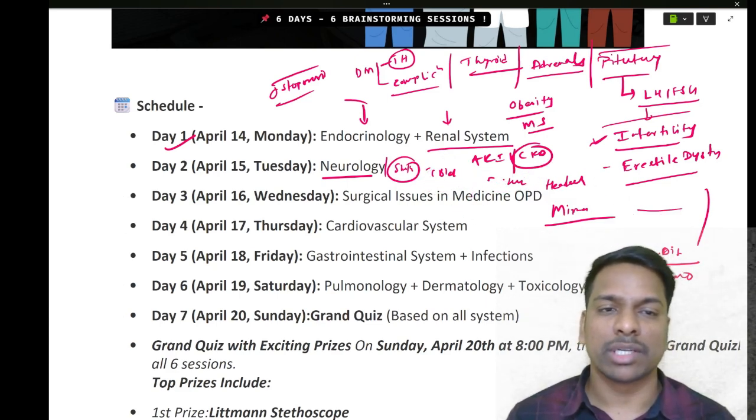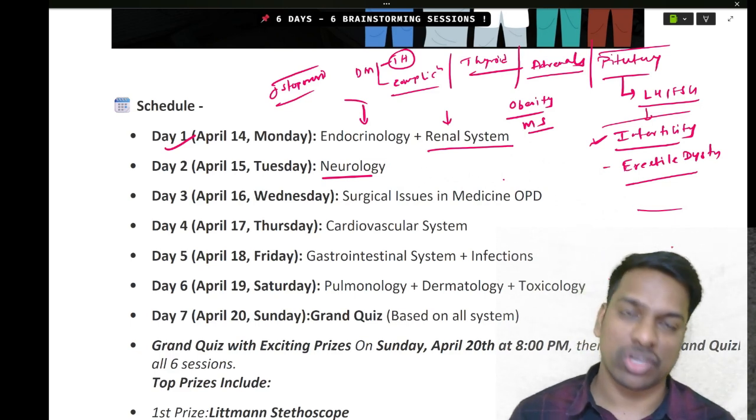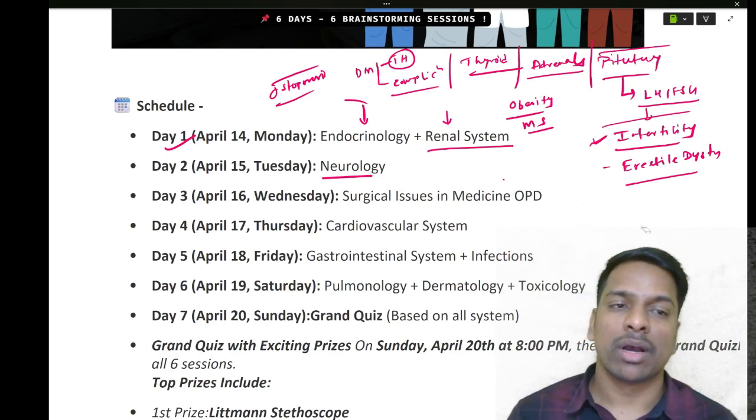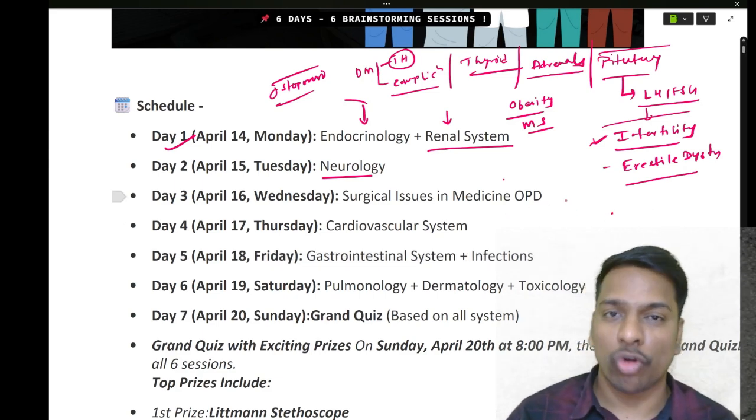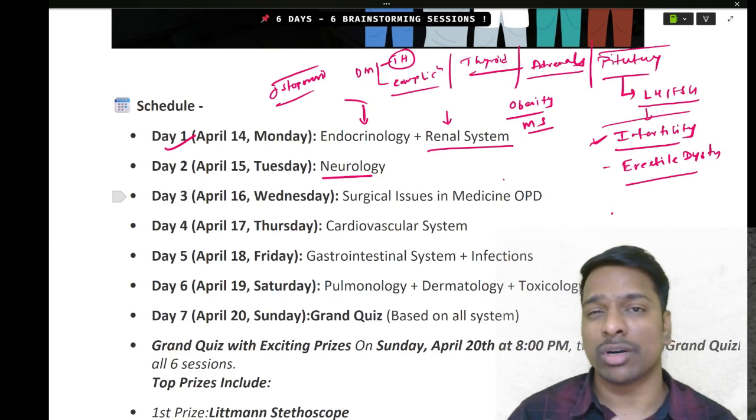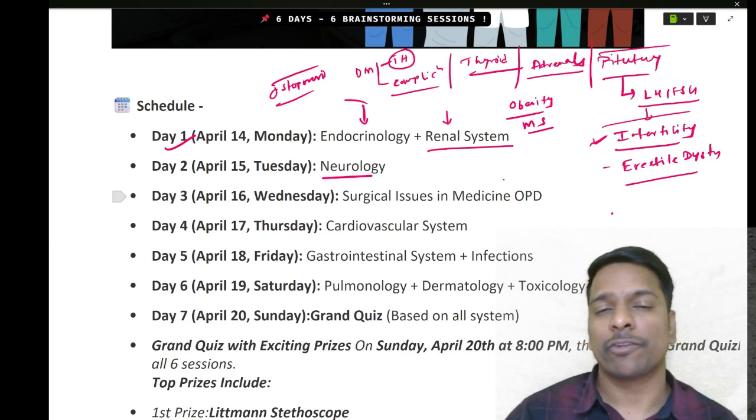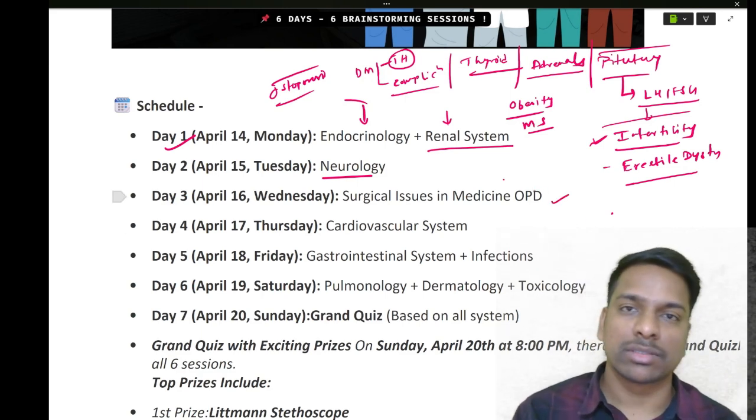Coming to the surgical issues in the medicine OPD, that will be particularly discussed by a surgeon, Dr. Pallavi Kulkarni. She will be talking about, for example, hemorrhoids and how to approach them. Even the diabetic foot, how to approach ulcers in OPD practice. If you get any patient with trauma in OPD, what exactly are the first aids that you have to do. So that will be the third lecture.